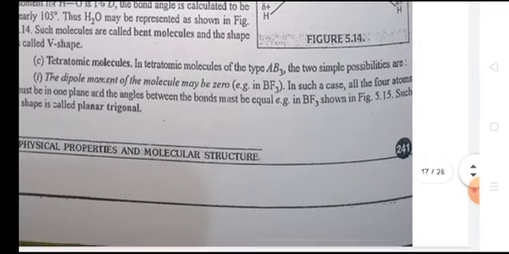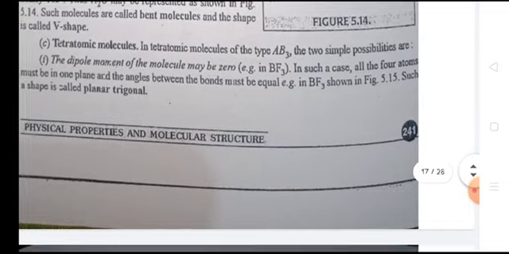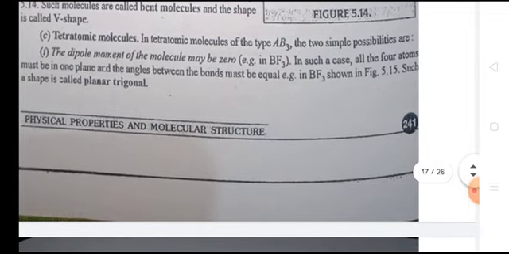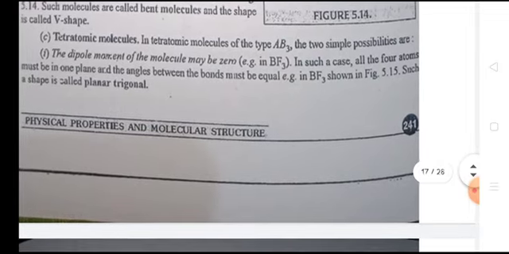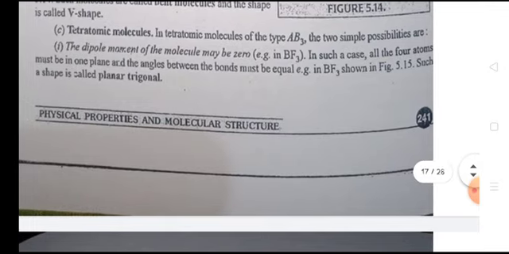Tetraatomic molecules. In tetraatomic molecules of the type AB3, two simple possibilities are: the dipole moment of the molecule may be zero, in which case all four atoms must be in one plane and the angles between the bonds must be equal.